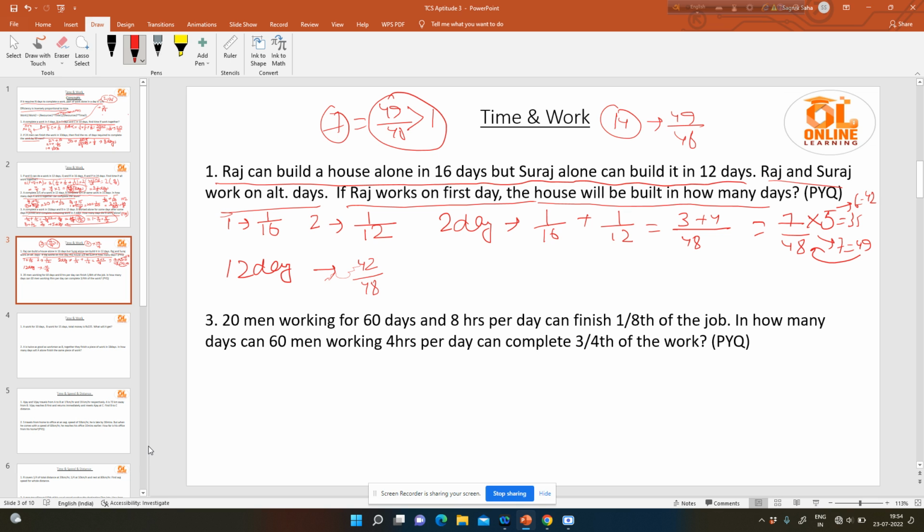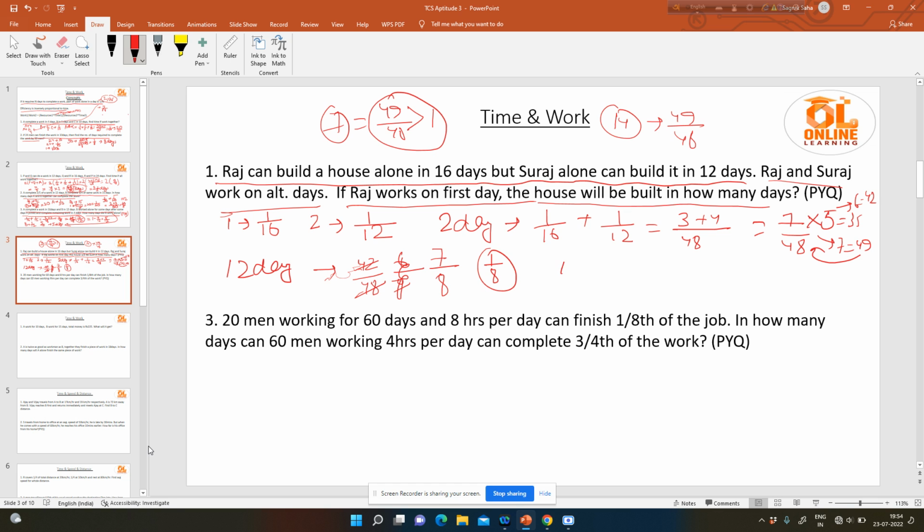Okay, so in 12 days, 42 by 48 work is done. So we can lessen it by dividing by 6, into 6 by 7. Say, 6 7s are 42, 6 8s are 48. So 7 by 8 work is done. How much work is left? 1 by 8 work is left.